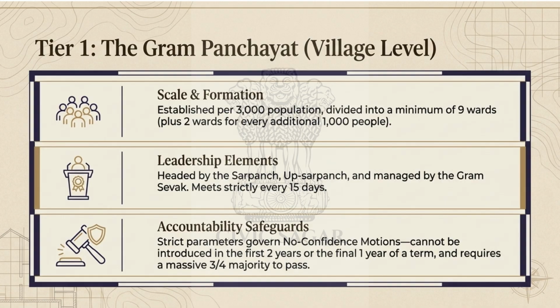The basic executive unit is the Gram Panchayat. Formed for every 3,000 residents, it is split into at least 9 wards, adding 2 additional wards for every 1,000 people. Led by an elected Sarpanch and Up-Sarpanch, and supported by a government-appointed Gram Sevak, the council meets every 15 days. To ensure administrative stability, no confidence motions cannot be brought during the first 2 years or the final year of a term, and require a 3/4 majority to pass.